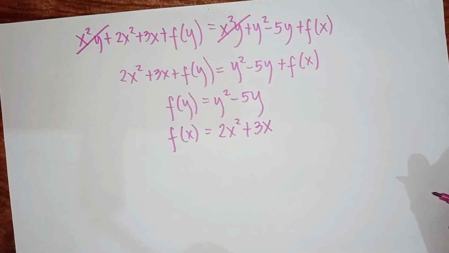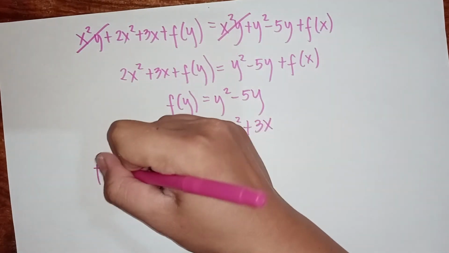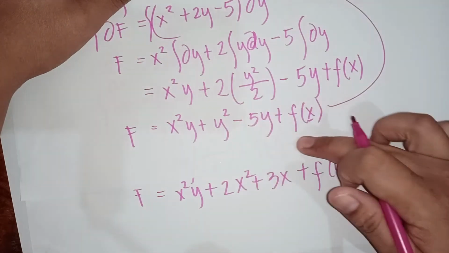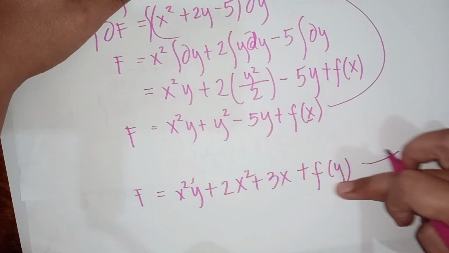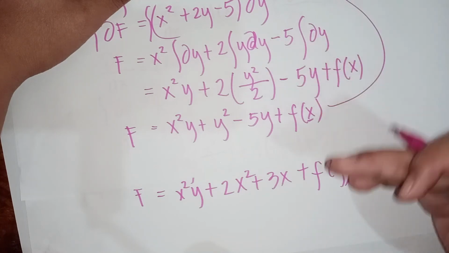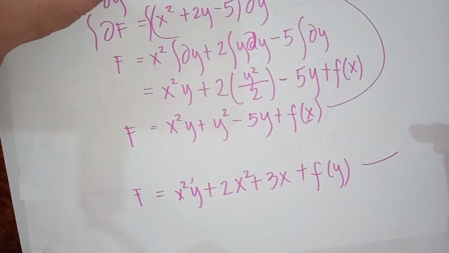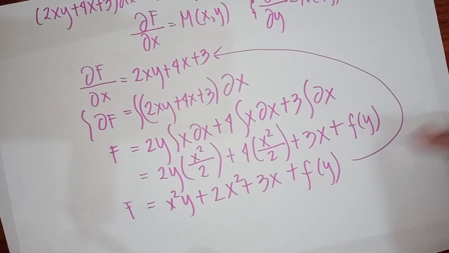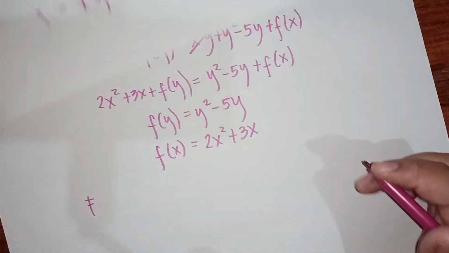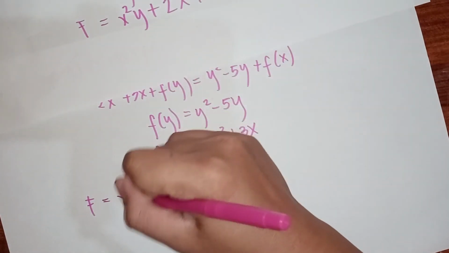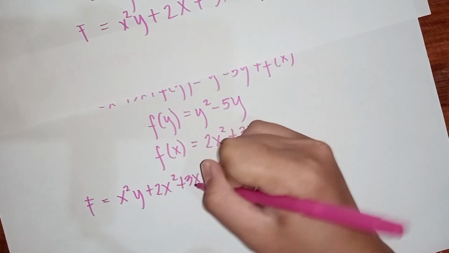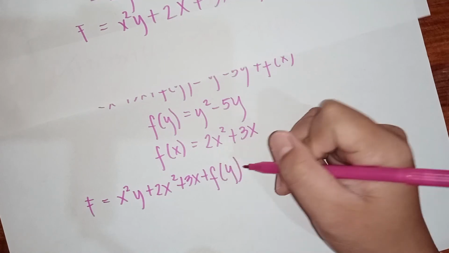Okay? So, in order to solve for the value of f, you can use either of these two values of f. Okay? Pwede din ito, yung una nating value ng f, or pwede din ito. So, kahit saan man dyan yung gamitin nyo, you will arrive at the same answer. So, ipapakita ko sa inyo mga boss. So, una, yung unang value ng f yung gagamitin natin. Ito. So, yung unang value ng f natin is x squared y plus 2x squared plus 3x plus f of y. Okay?